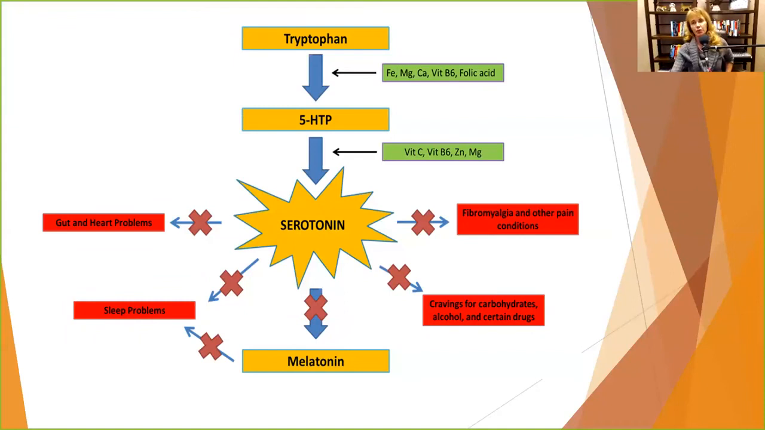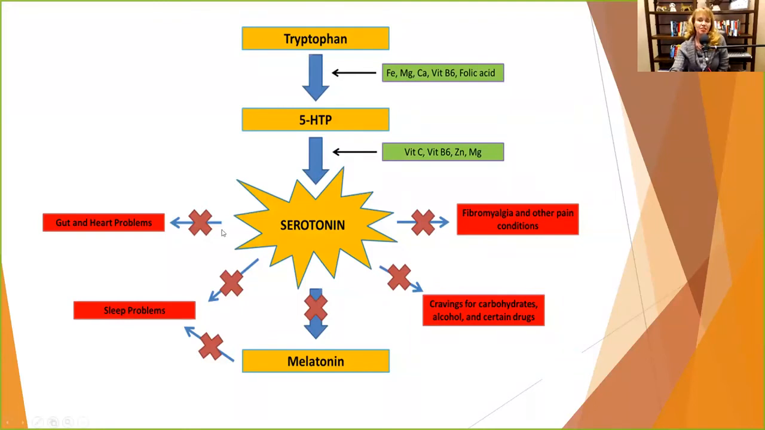Tryptophan. I know we've gone through this before. You need iron, magnesium, calcium, B6, and folic acid to convert tryptophan to 5-HTP. And then you need vitamin C, vitamin B6, zinc, and magnesium to convert 5-HTP to serotonin. And that's the long version of eat a reasonably healthy diet. I'm not saying, go completely crazy about it, but try to eat something from each food group at each meal.